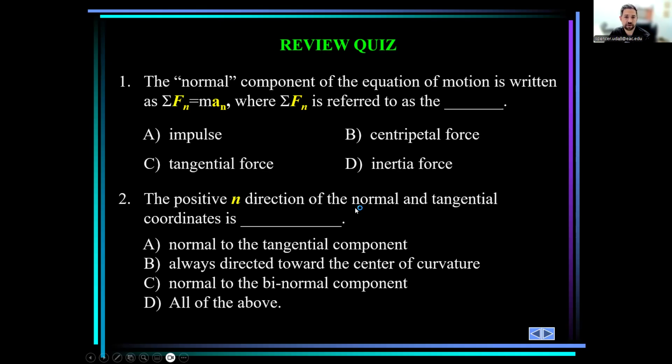The positive n direction then is always which direction? Normal to the tangential component. Well, that's true. They're perpendicular. It's always directed towards the center of curvature. That was true. We always wanted it to be inward on the curve so that it was always a positive a sub n. It's normal to the binormal component. We haven't talked about that really, but that would be the third axis that is perpendicular to both the n and the t. And yep, that's also true. So that would be D, all of the above for that guy. And we'll talk more about that binormal. It would be like the z-axis that sticks up perpendicular to both the n and the t.